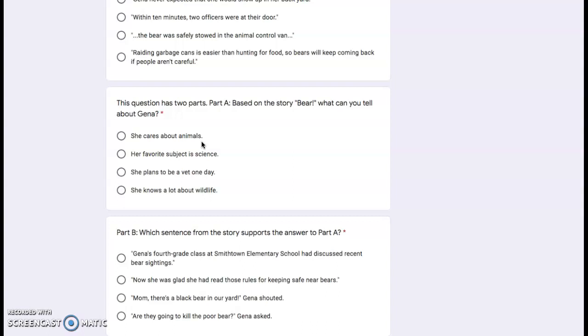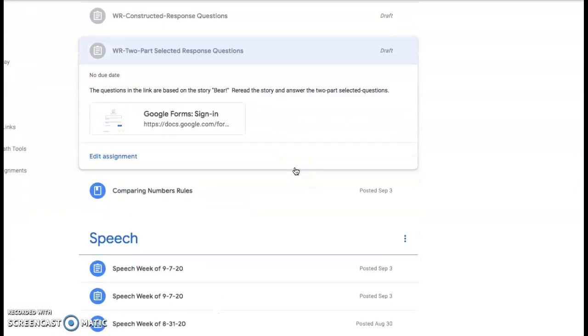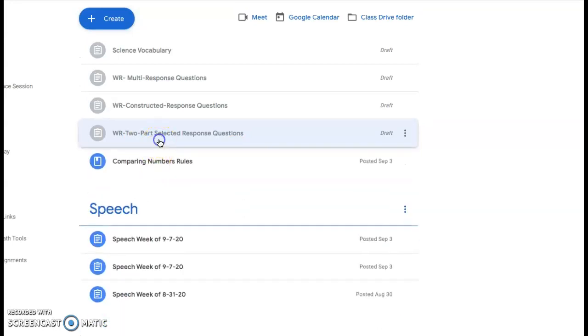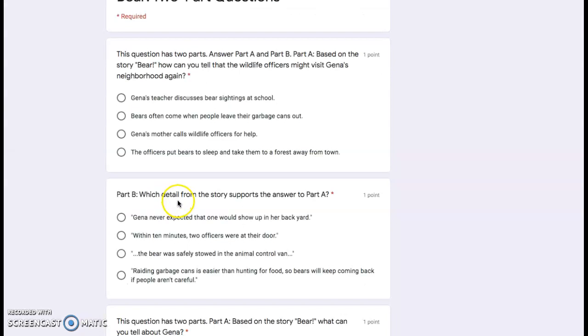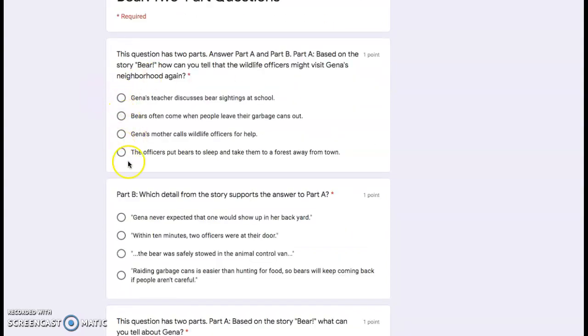Okay, so you will go into your Google Classroom. You're going to go down and pick this assignment, 2-part collect response questions. As soon as you click that, as long as you were signed in to your computer as yourself, these will come in. All you do is read the story over and answer these questions.